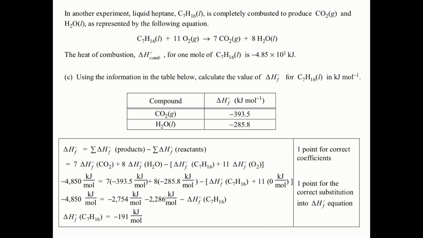So you get 1 point for using the correct coefficients, right? So the 7, the 8, the 11, though you don't need to show the 11 because it's actually 0. And then 1 point for the correct substitution into, so I'm a little bit confused about that point. I'm assuming it's just one point for the correct heat of formation of your liquid heptane.